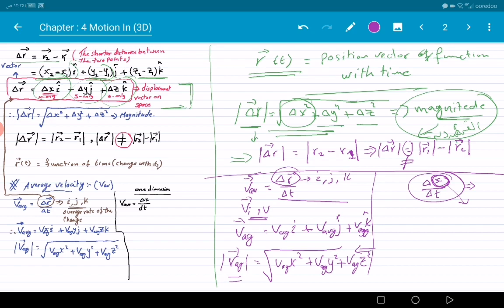And the average speed is the same, we can find it from the average velocity. We cannot find the speed directly because the speed is a scalar quantity, and here we discuss vector quantities, but as a magnitude we can find the speed as a scalar quantity by using the absolute value of the velocity, as an average or instantaneous.